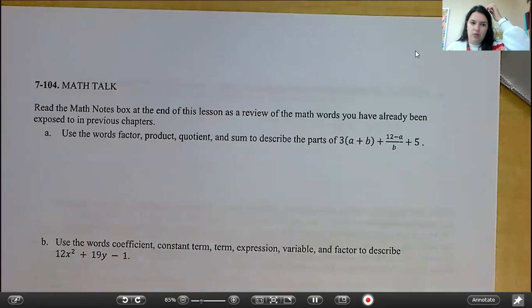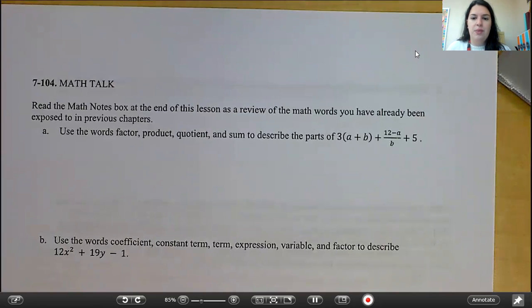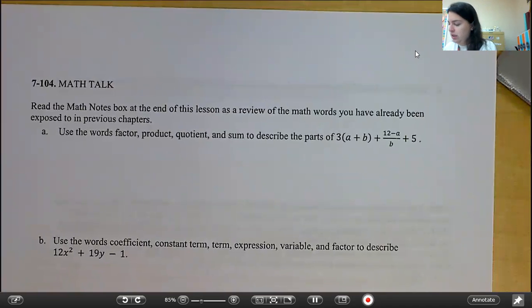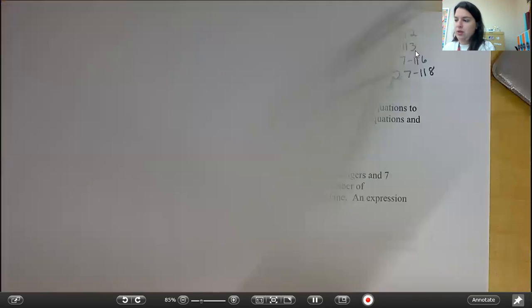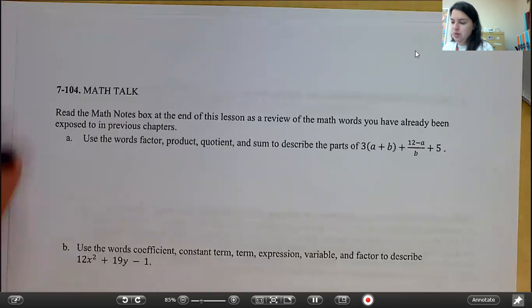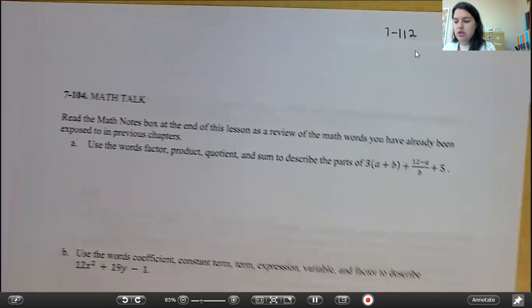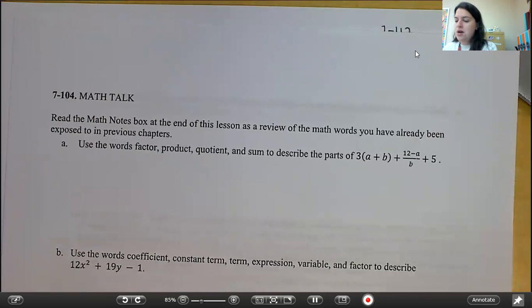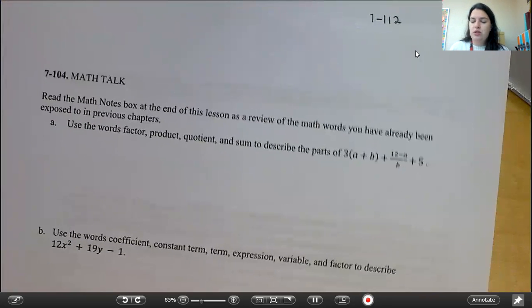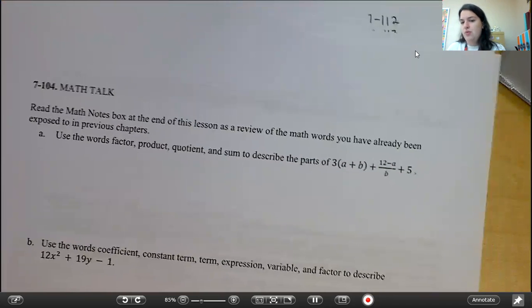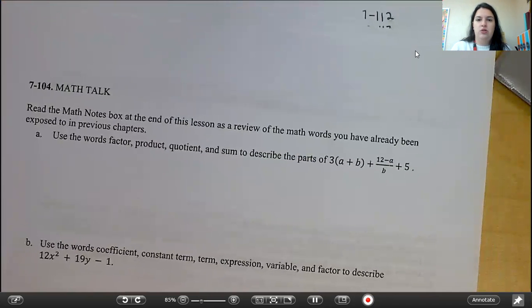So take a look at 7104. 7104 says math talk. Read the math notes box at the end of this lesson as a review of the math words you have already been exposed to in previous chapters. I would like you to read the math notes box like it said, which is at the end of the notes. It goes over math vocabulary with you. And then I would like you to do your best to answer parts A, B, C, and D. We are going to save this question and talk about it in class, talk about our vocab. If you have any questions, as always, on your notes, please make sure you email me. 7104 is the last problem that you have to do, all parts. And when you are done, please make sure you upload pictures to the Google Classroom assignment.